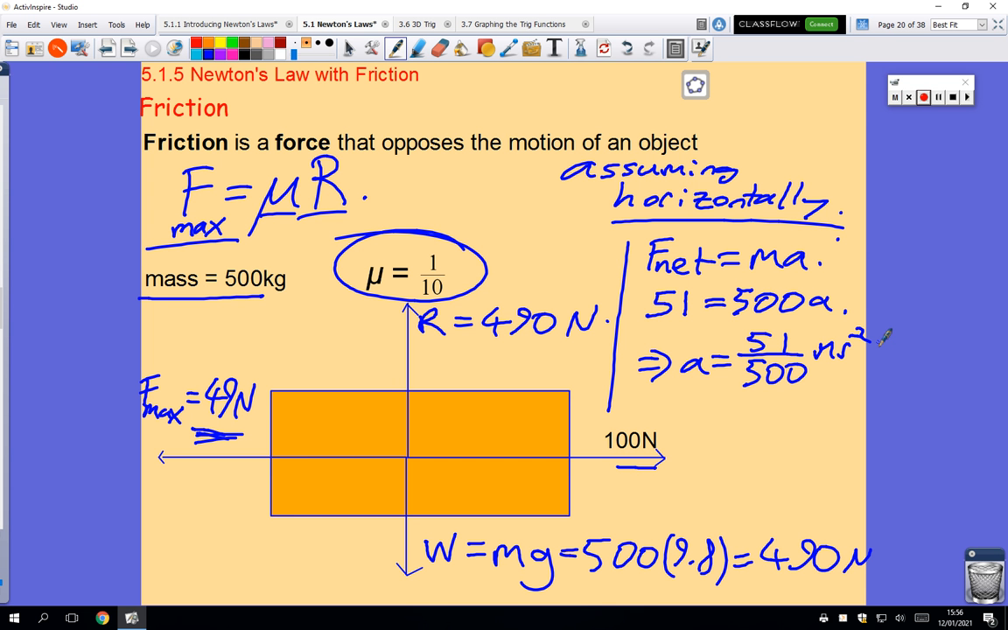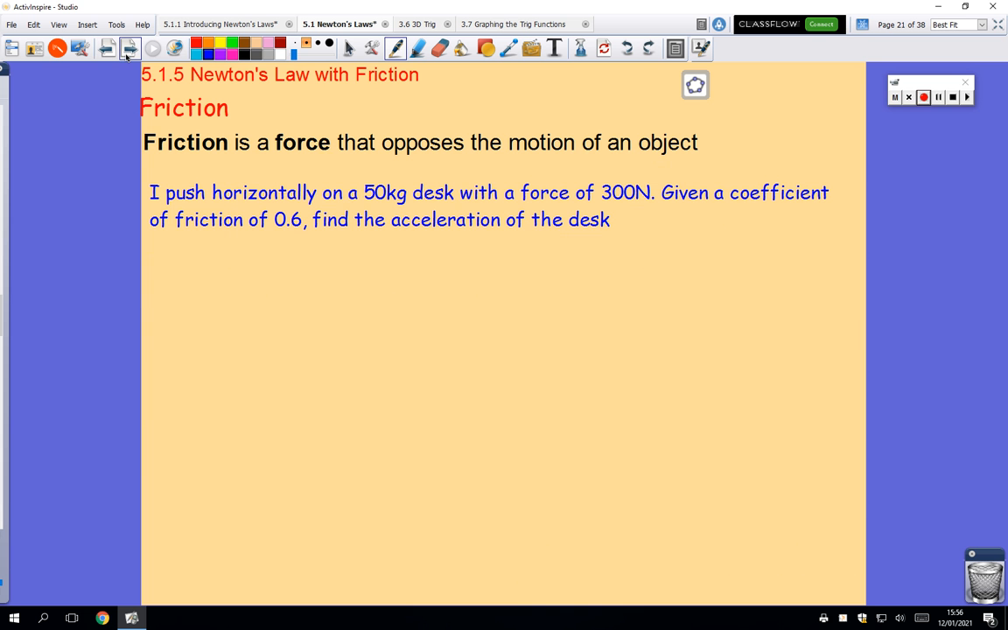Okay, let's look at one more example. And this is kind of a word question. It says I push horizontally on a 50 kilogram desk with a force of 300 newtons. Given a coefficient of friction of 0.6, find the acceleration of the desk. So we have a desk. I'm pushing horizontally on it. A desk, we can assume it's sitting on the ground.